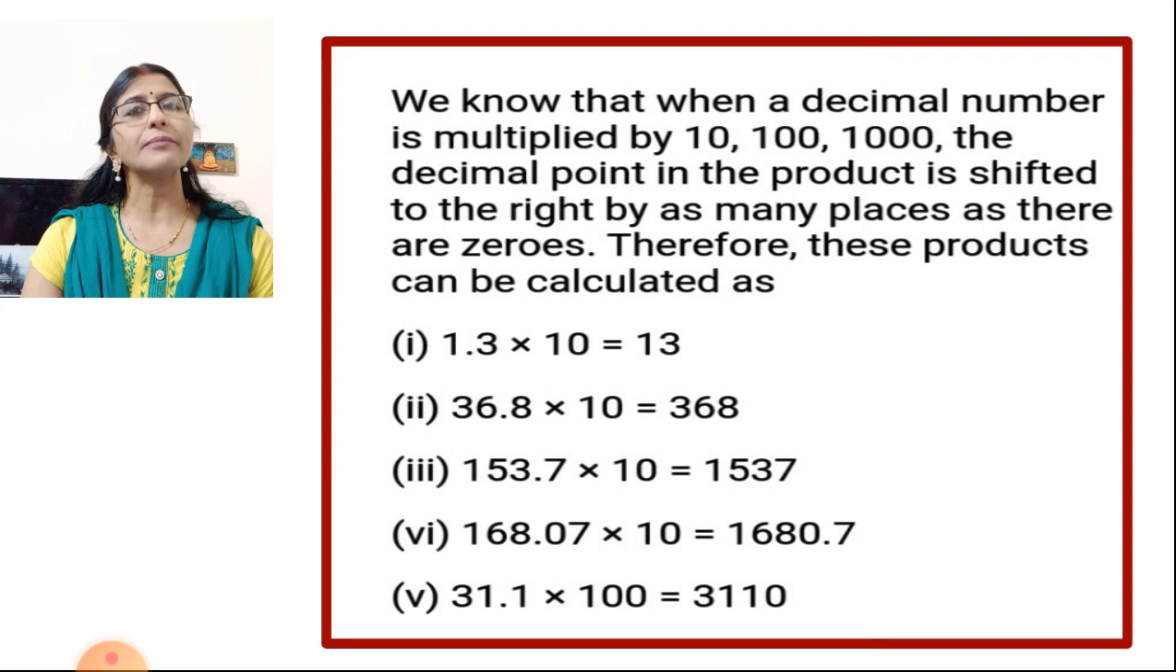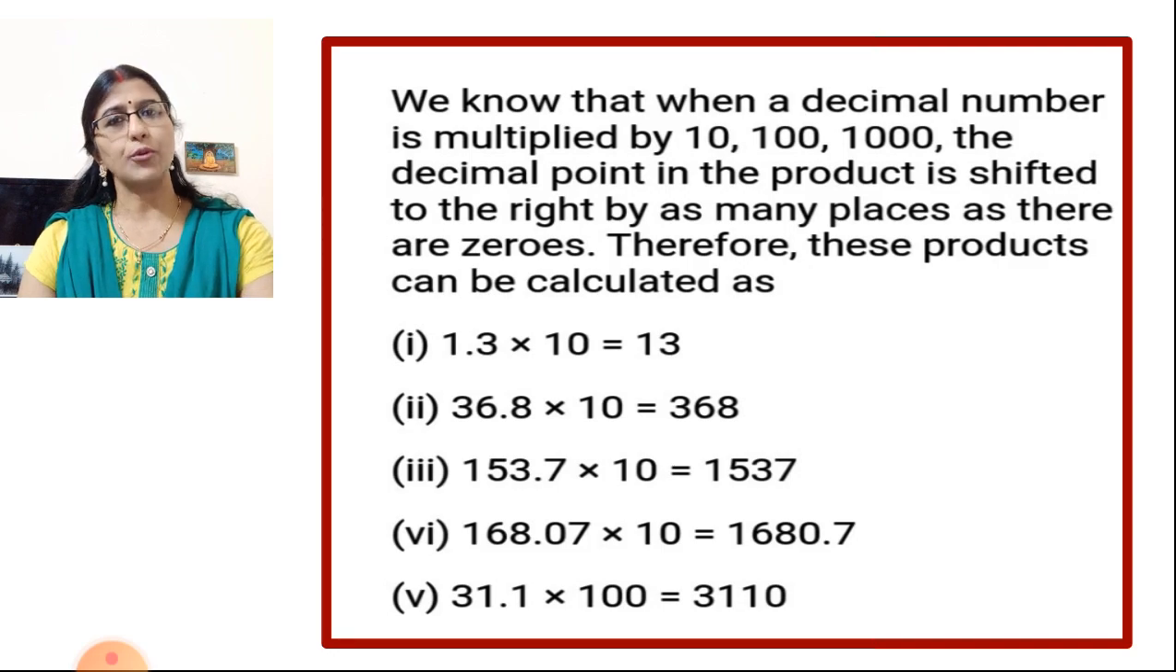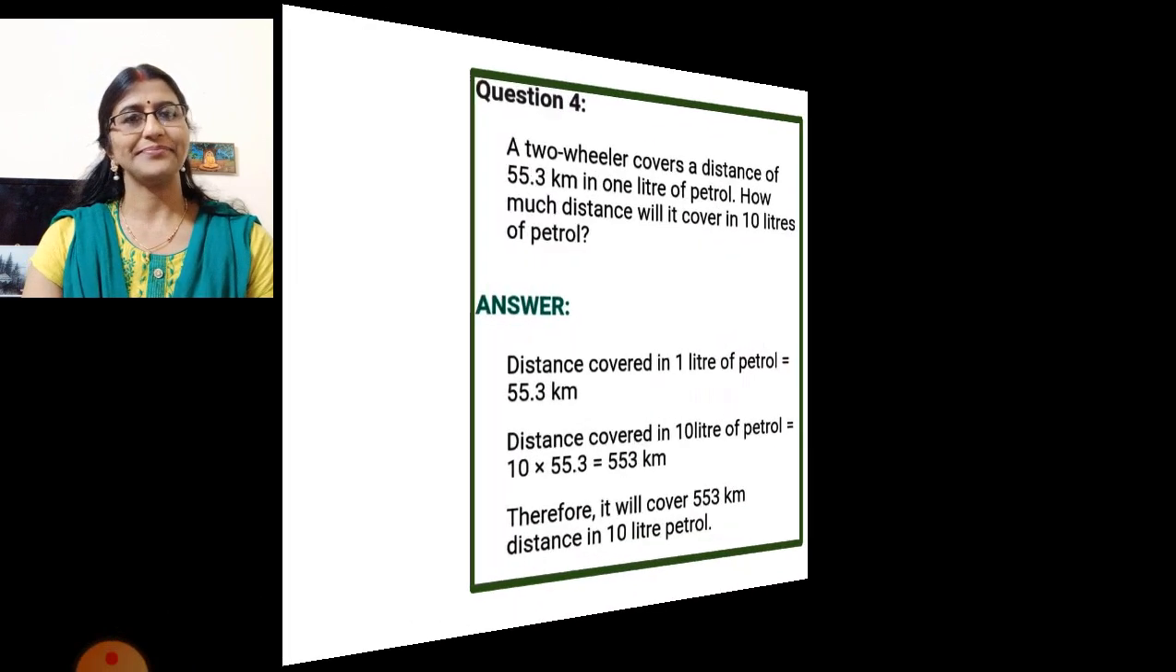1.3 into 10 will be 13. 36.8 multiplied by 10 will be 368. You can see the decimal point has shifted to the right by 1 place. In the same way you see the other sums. 153.7 into 10 will be 1537. So in the other two questions also you see the decimal point has shifted to the right by one place. These are all oral sums. You can directly write down the answer in your textbook with a pencil.